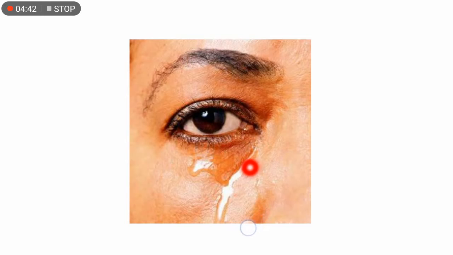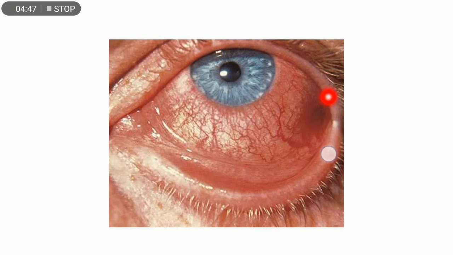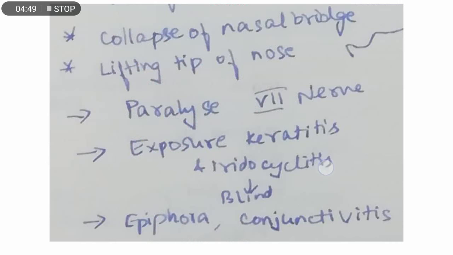Epiphora, so we won't be able to close the eyes correctly, and conjunctivitis because of open eyes. So yeah, these are what we saw in the picture: collapse of the nasal bridge, lifting tip of the nose, paralysis of the seventh nerve, exposure keratitis, iridocyclitis, and all.